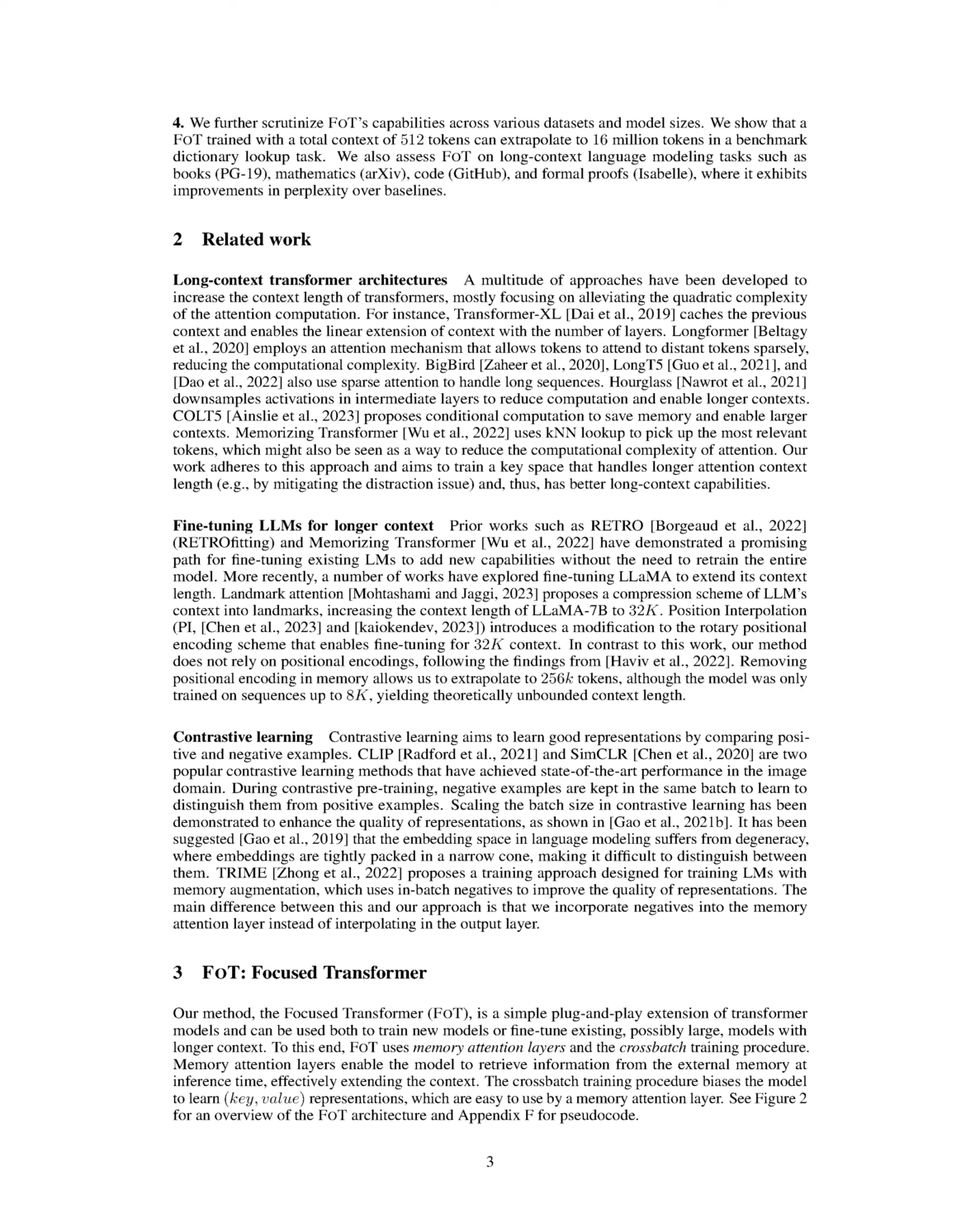The Hourglass model reduces computation by downsampling activations in intermediate layers, enabling longer contexts. The Colt5 model proposes conditional computation to save memory and allow for larger contexts. The memorizing transformer model uses a method similar to a k-nearest neighbors lookup to select the most relevant tokens, which can also be seen as a way to reduce the computational complexity of attention.